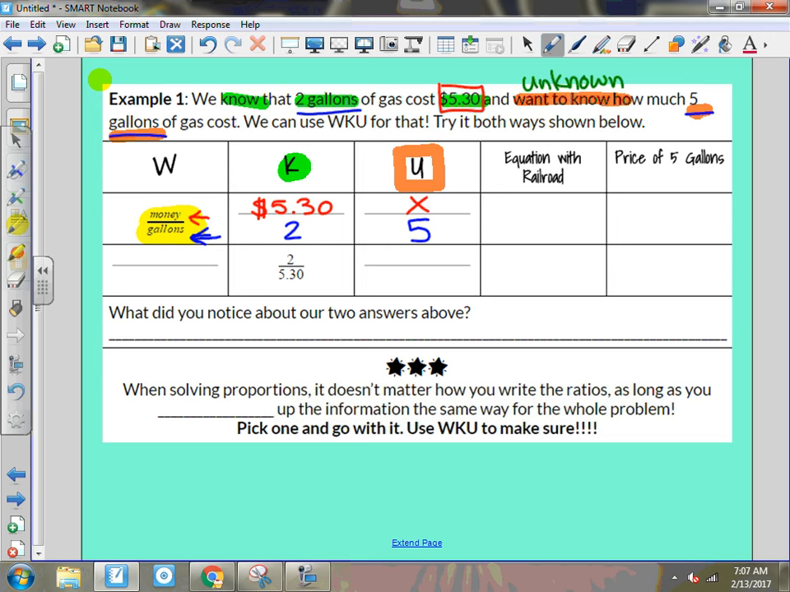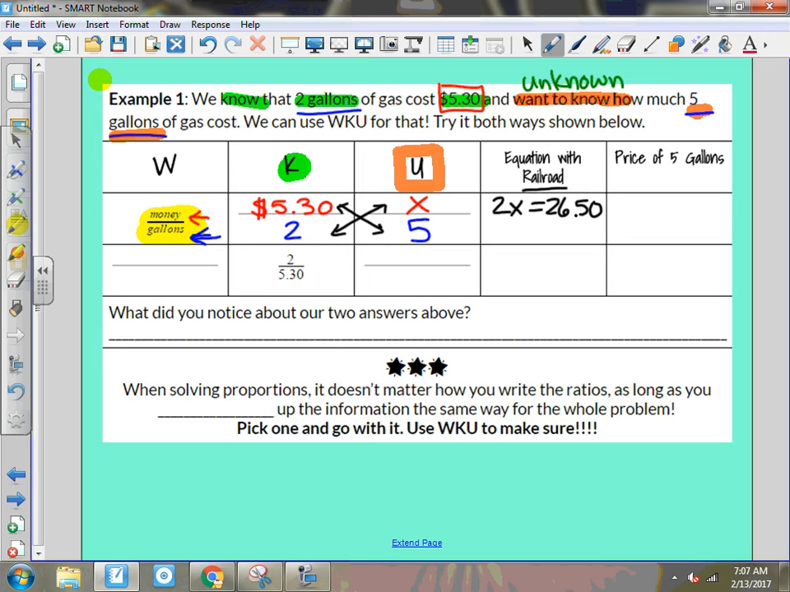Now, WKU helps me to write it out, but it does not help me to solve it. So to solve it, I have to go back to that cross multiplying, and remember, that's where you take the top of the first fraction times the bottom of the second. So that's $5.30 times 5, which is going to give me $26.50. And then I've also got to do the other side. 2 times x, well, the only thing I can do is put them together, and I'm going to write that as 2x. So now I'm going to go ahead and start my railroad.